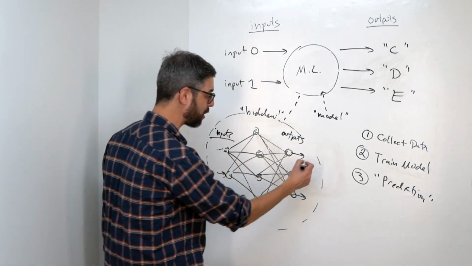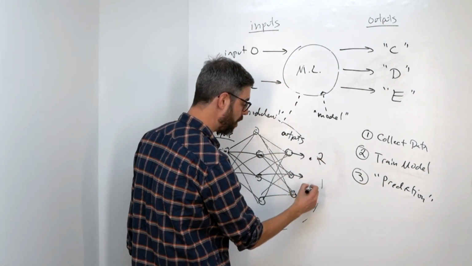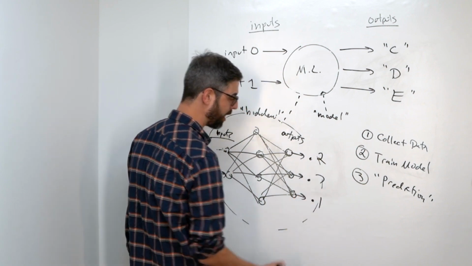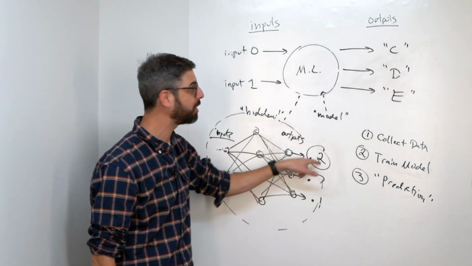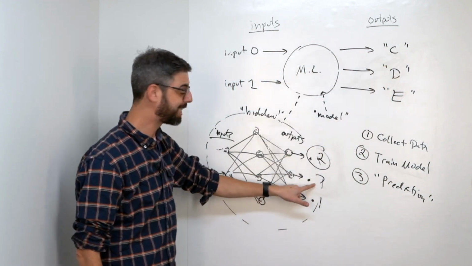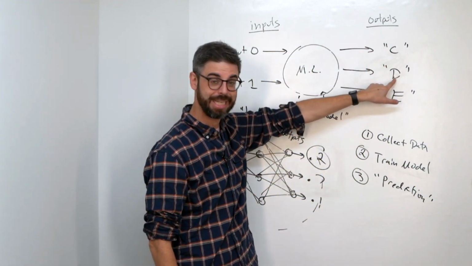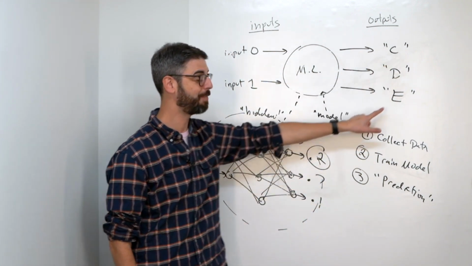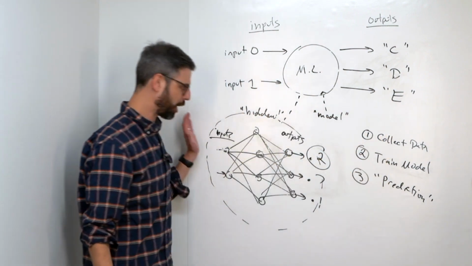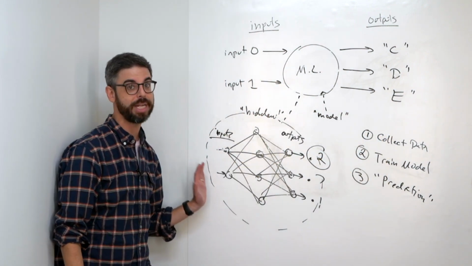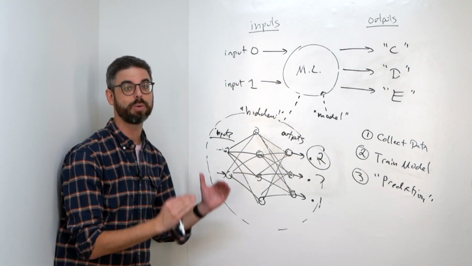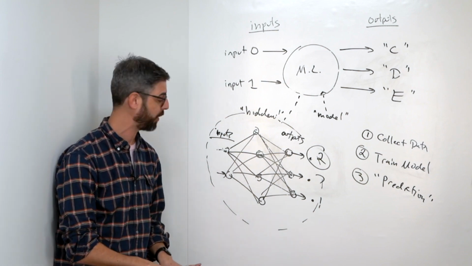And those numbers might look like this: 0.2, 0.7, 0.1, meaning a 20% chance of being category C, a 70% chance of being category D, or a 10% chance of being category E. So there's a lot more details of what's going on in here, and I certainly, once again, would refer you to the various things that I'll link in this video's description.